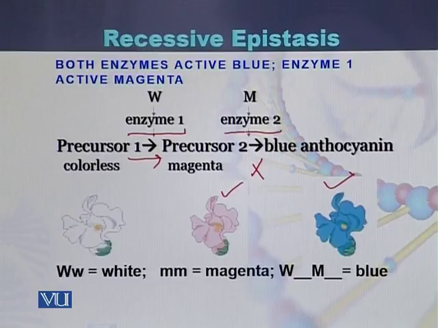While if enzyme 1 also does not work, then the color of the flower will be white. So the white flower will have the genotype capital and recessive. Magenta will have M and M in recessive forms, while in case of blue, gene 1 is in dominant form, and gene 2 is also in dominant form.